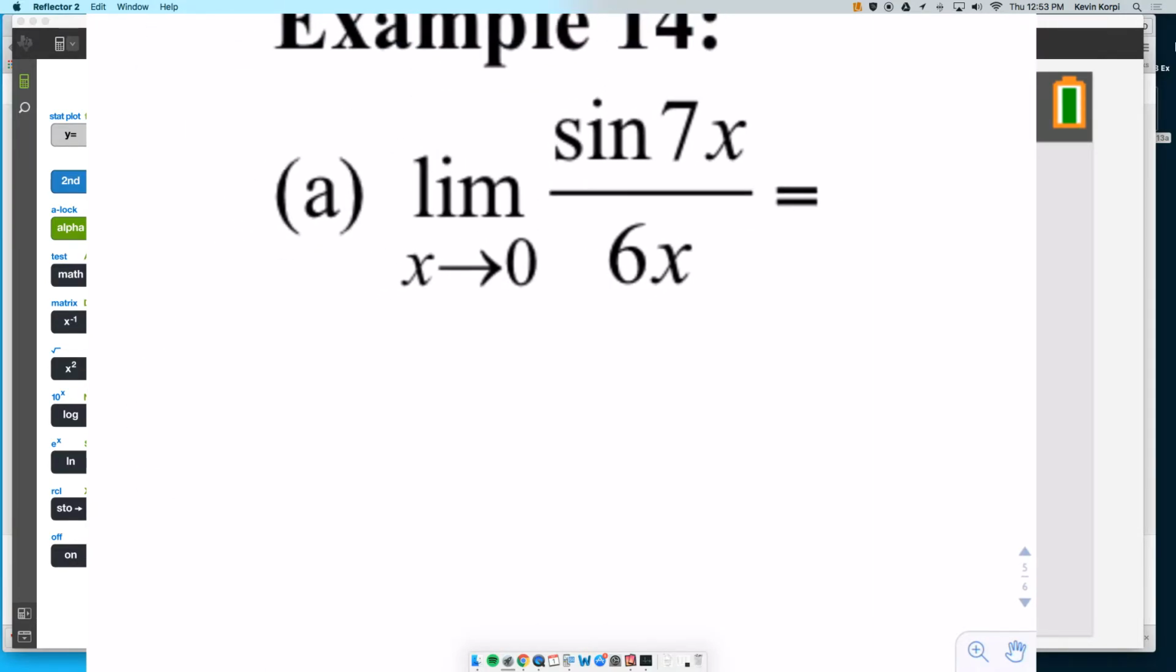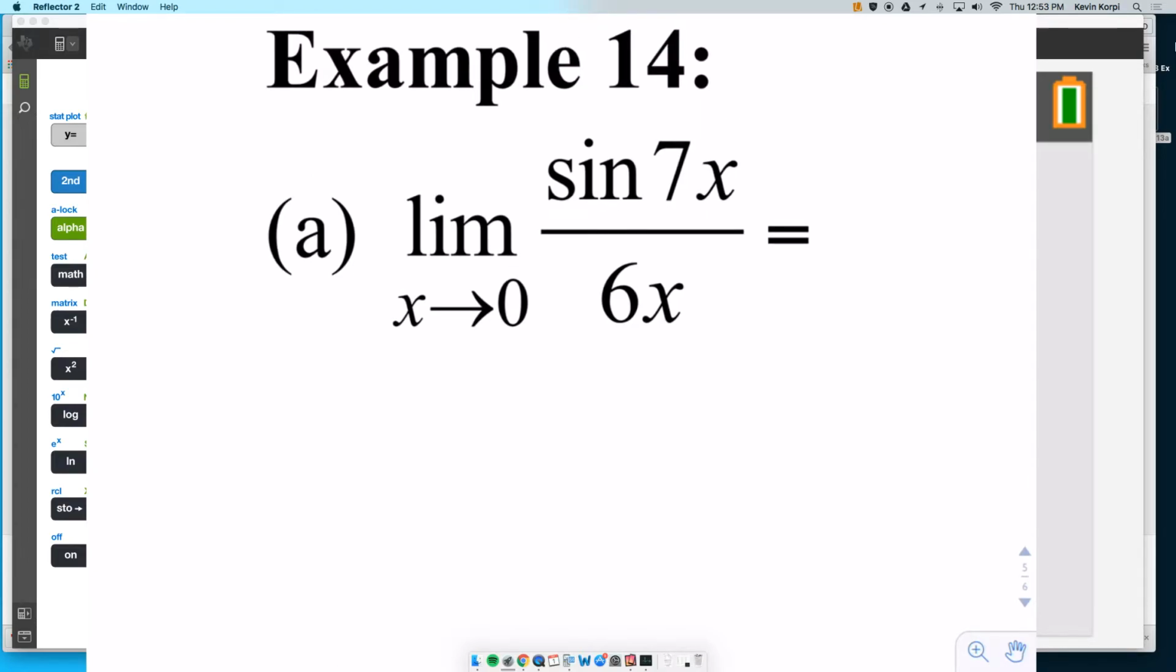Very good. Let's look at this one. Example 14a. The limit as x goes to 0 now of sine of 7x over 6x. We're not really just going to ever have just plain sine x over x. Direct substitution gives us what? 0 over 0. It doesn't work. It's got trig in it. We're approaching 0. It's got sine in it. Maybe we can manipulate it somehow to use what we've already memorized.